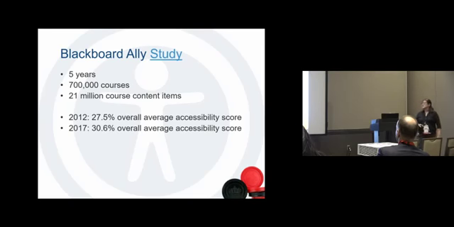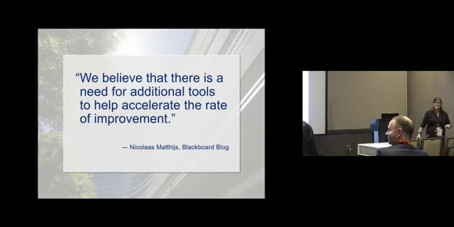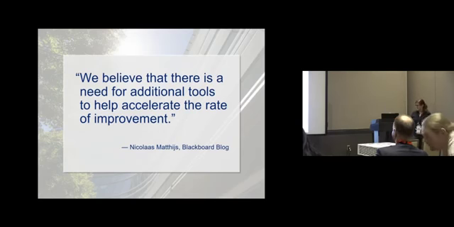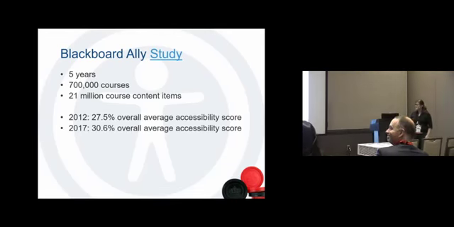They've also done a really interesting study. They took 5 years, looked at 700,000 courses of North American institutions of higher learning, and looked at 21 million course content items. In 2012, 27.5% was the average accessibility score, and 5 years later, in the era of introducing accessibility, it was only 30.6%. So it only went up on the average accessibility score 3 percentage points. That's not really a huge improvement in accessibility of online content.